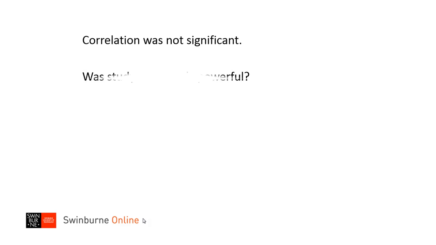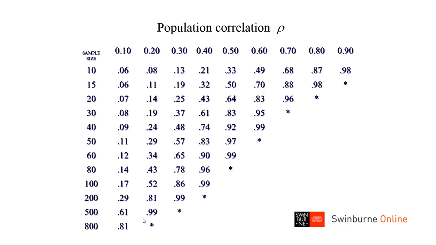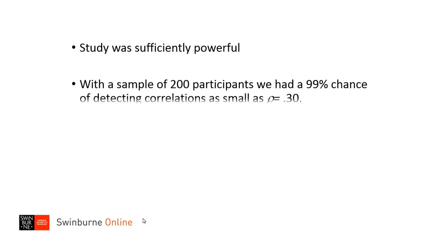We can see the correlation was not significant, and we need to ask if it's powerful or not. So we go to the power tables in the back of our book, and we go to the 0.3 column again because we want to be able to detect a correlation of 0.3 or more. We look up sample size of 200 and we can see that we have 99% power. We have 99% chance with 200 participants of detecting a correlation in the population of 0.3 or greater. So the fact that there was no correlation despite having 99% power suggests that the correlation in the population is minimal. So the study was sufficiently powerful.